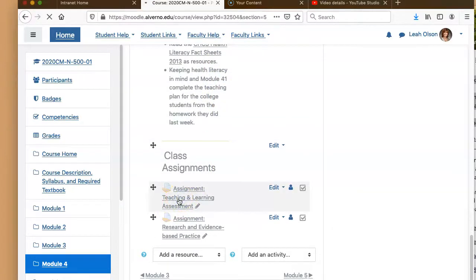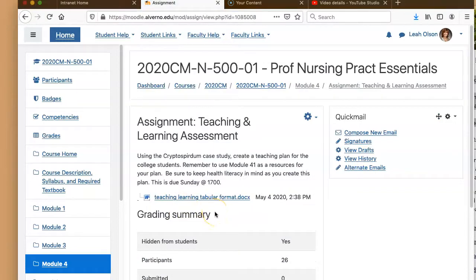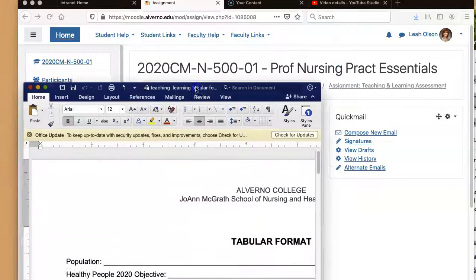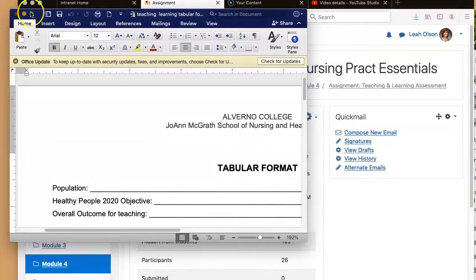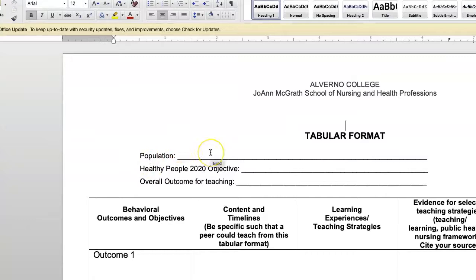So for the teaching and learning assessment, you're going to use that same cryptosporidium case study that we used last week with all your highlighted data on it. Okay, so you're going to open this up, and this looks a little bit different than your care plan, but it's the same sort of principle. So your population is going to be the college students at Georgia University. You're going to connect this to a Healthy People 2020 goal. You should be able to find one. And what is your overall teaching objective?